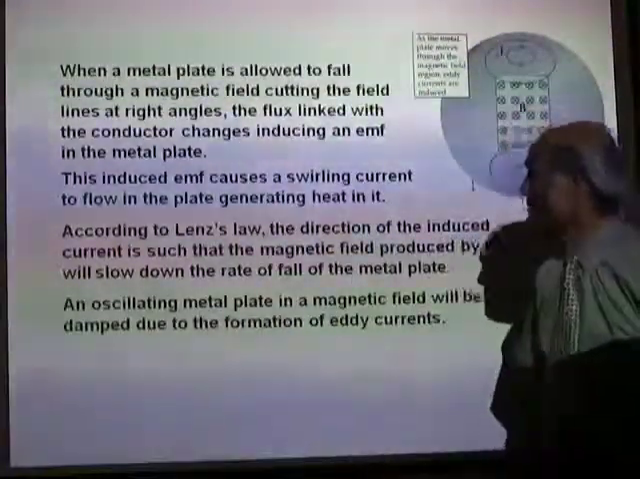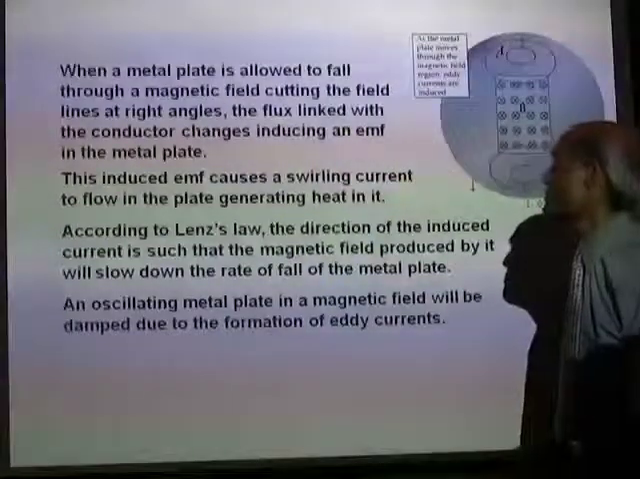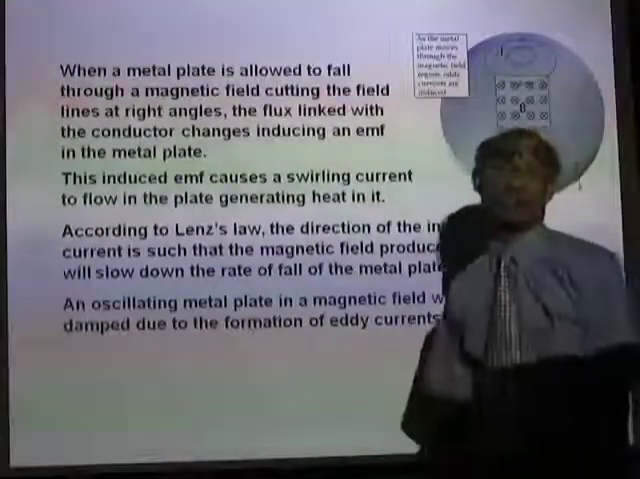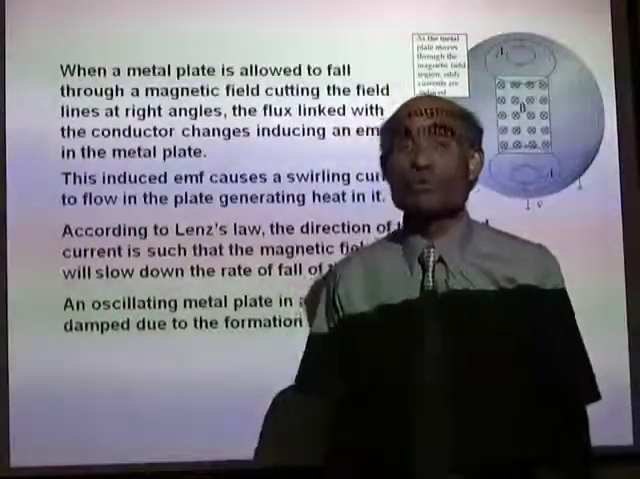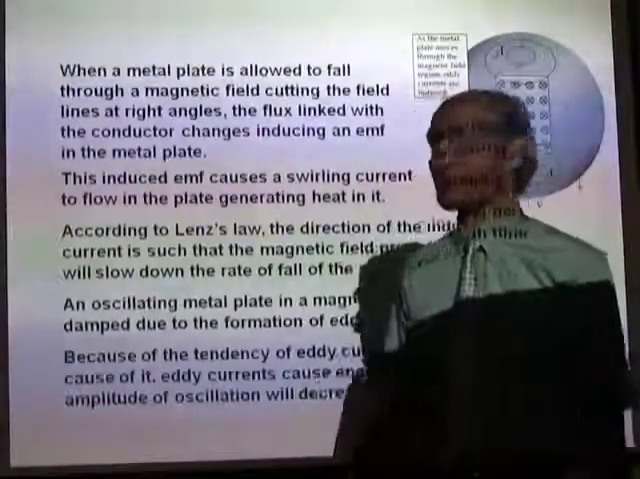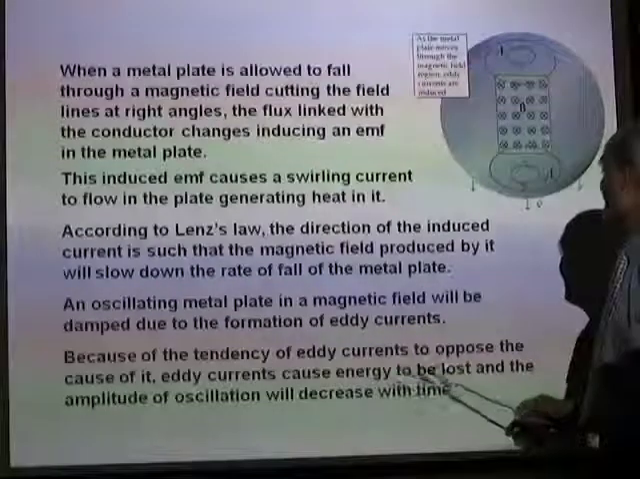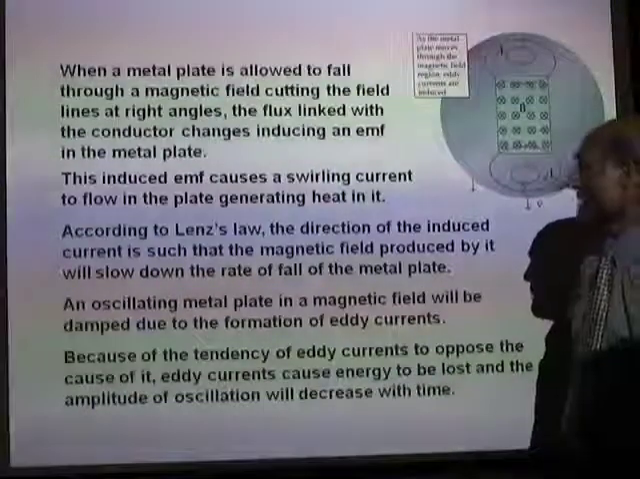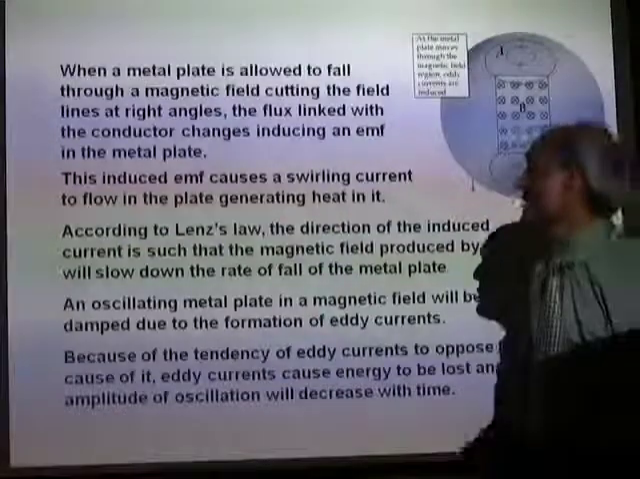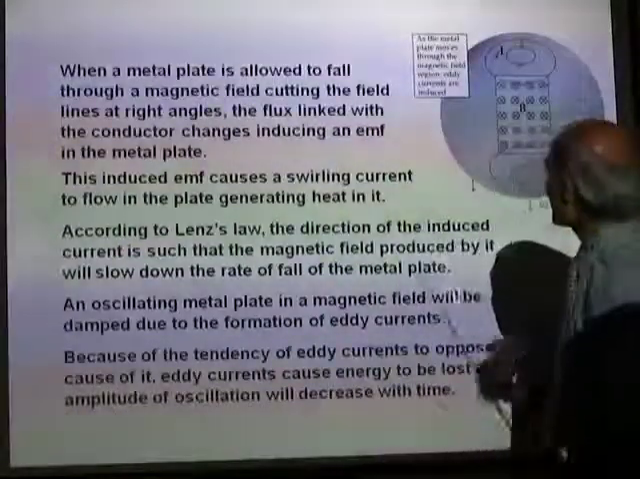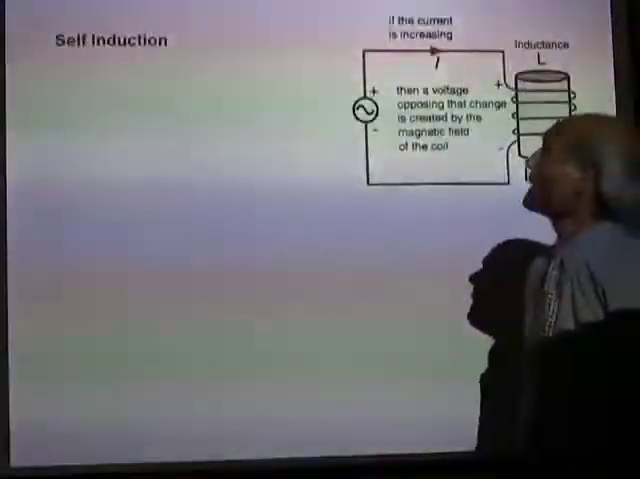An oscillating metal plate in a magnetic field will be damped due to the formation of eddy currents. In fact, eddy currents are sometimes a menace in many alternating current circuits. So, because of the tendency of eddy currents to oppose the cause of it, eddy currents cause energy to be lost and the amplitude of oscillation of an object in a magnetic field will slow down.